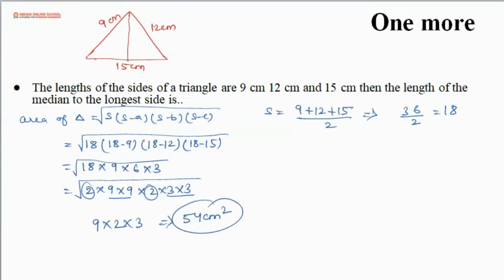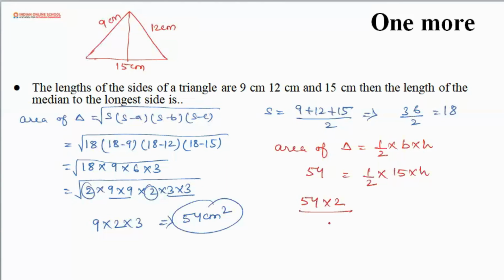Now we do have another formula for the area of a triangle, which is equal to half into base into height. The area of the triangle is already given to us, which is 54. Base is the longest side, which is 15. Height we need to calculate. So it will be equal to 54 times 2 divided by 15. 54 times 2 gives us 108, and 108 we divide by 15, and we will be getting the height as 7.2 centimeters.